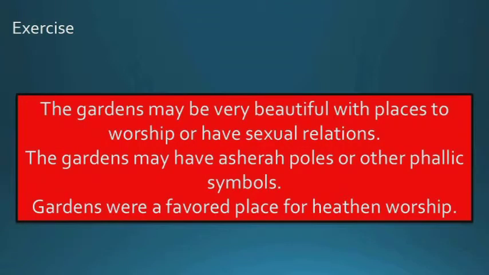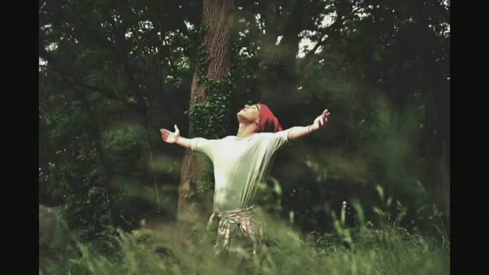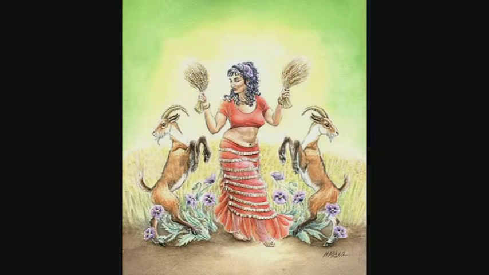The gardens may be a very, very beautiful place, and it's a good place for worship or to have some kind of sexual thing going on. The gardens may have an Asherah pole. They may have other phallic symbols, such as, well, gee, what's that pointy thing in Washington, D.C.? Yeah? Oh, okay. And there's also the pointy thing at the place in Rome where the Pope kind of hangs out.